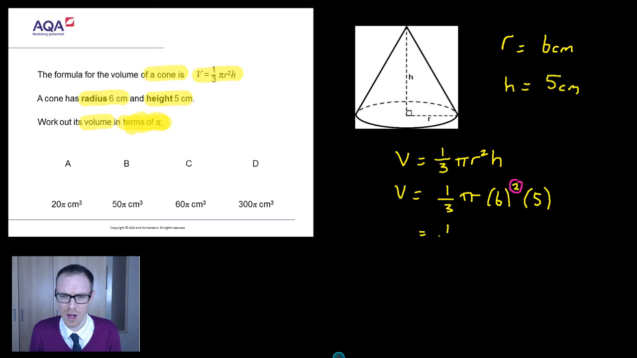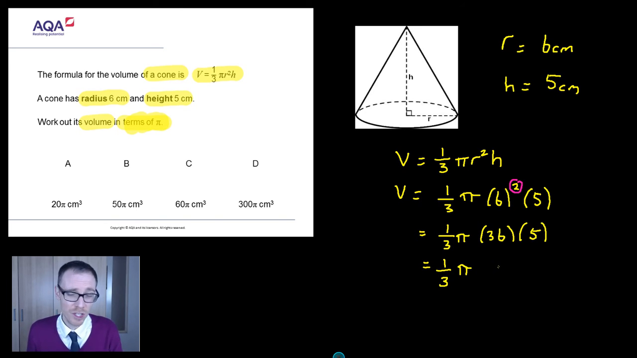So let's leave our third pi exactly where it is. Let's see, 6 squared, 6 times 6, I think that's 36. And then I've just got to times that by 5. Okay, so I've got my 1/3, I've got my pi. Now 36 times 5, that sounds a little bit tricky. But what I like to do is times by 5, and you do this however you want. I like to say 36 times by 10 is 360. And then I'm going to halve my answer, so I'm going to get 180.